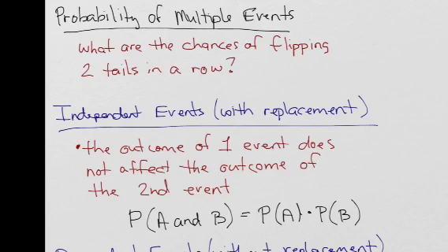Alright, so today we're going to continue with probability. Today we're going to talk about the probability of multiple events. That means instead of knowing what are the chances of you flipping a tail on one flip, now we're talking about multiple. So like what are the chances of flipping two tails in a row on a coin would be an example of a multiple event. So we have two different things, or the same thing essentially happening more than once.